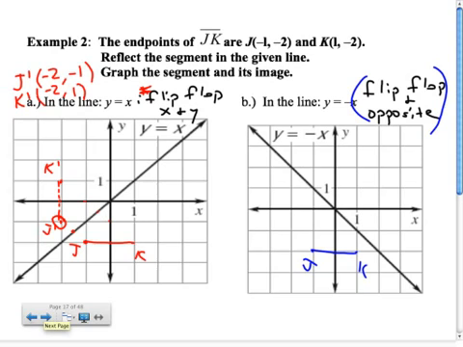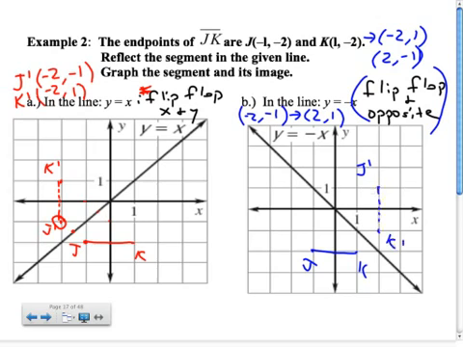Okay, so if I flip-flop J, I get -2, -1. And when I take the opposite, I end up at 2, 1. So I plot the point 2, 1. That guy right there is J prime. And then I got to do the same thing for K. When I flip-flop them, I end up at -2, 1. Take the opposite of both, I get 2, -1. All right, so 2, -1. There's K prime. And so now the dotted figure is our new reflection.